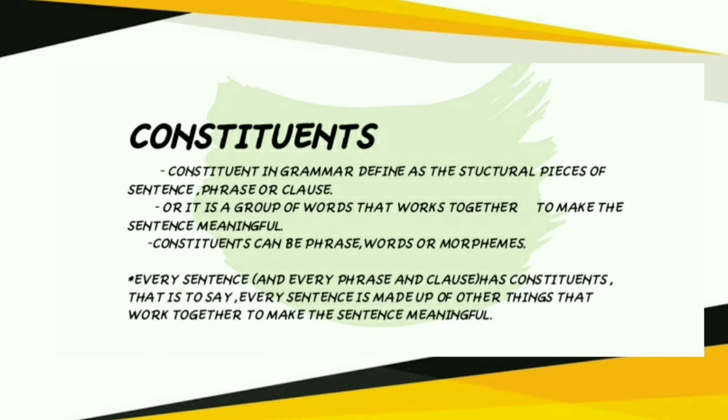Chapter 7, Constituents. A constituent in grammar is defined as the structural pieces of a sentence, phrase or clause, or a group of words that works together to make the sentence meaningful. Constituents can be phrases, words or morphemes. Every sentence and every phrase and clause has constituents. That is to say, every sentence is made up of other things that work together to make the sentence meaningful.